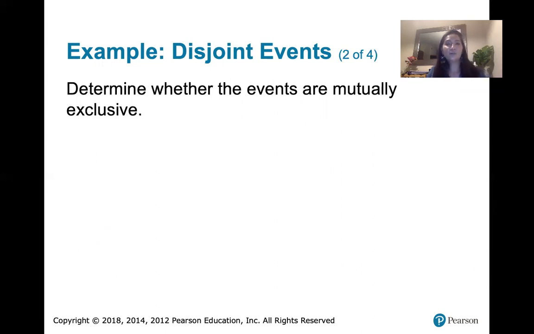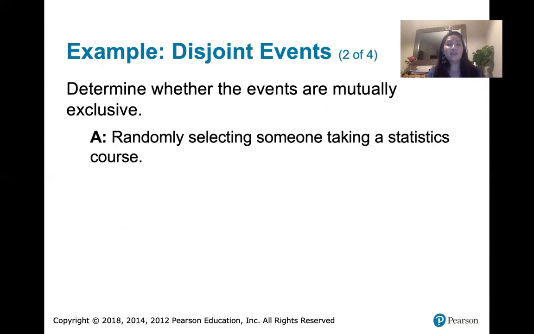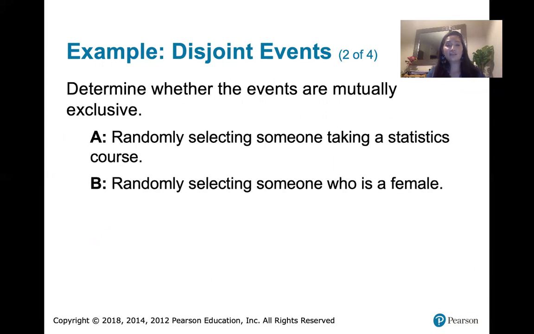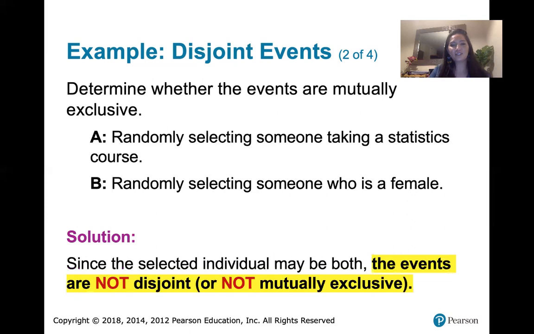Here's another example. Let's say we're asked to determine whether events are mutually exclusive. Again, that's the same thing as disjoint. And event A is randomly selecting someone taking a statistics course, and event B is randomly selecting someone who is female. The question is, is it possible to find someone who is in both groups? Are there people that take statistics courses who happen to be female? I hope you said yes. I have female students in my class. So these events are not mutually exclusive. So that means the events are not disjoint. There can be an individual that's selected that's in both groups. There are women that take statistics.